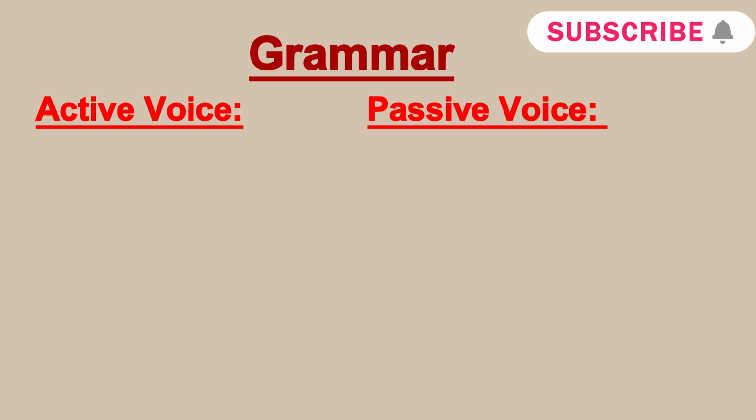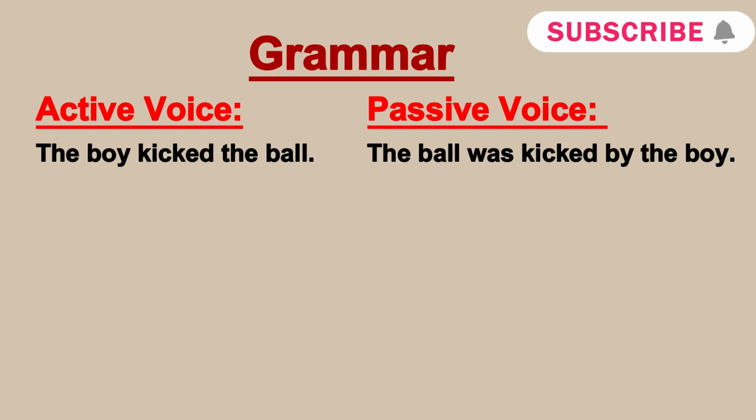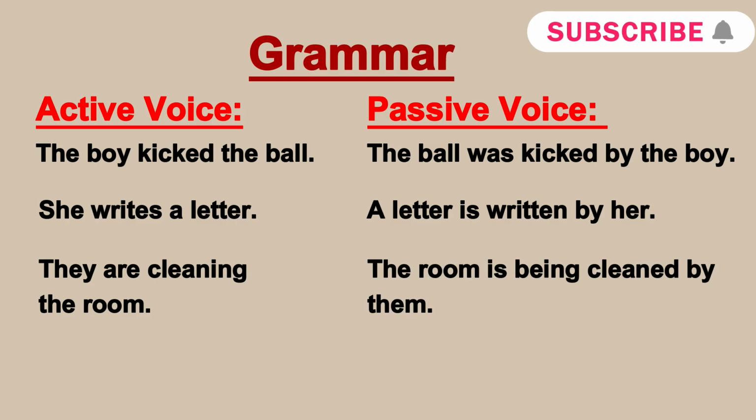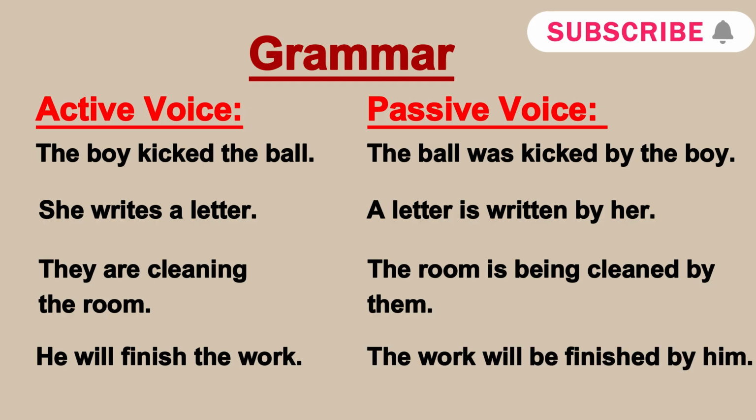Let's quickly compare both voices. Active voice, the boy kicked the ball. Passive voice, the ball was kicked by the boy. Active voice, she writes a letter. Passive voice, a letter is written by her. Active voice, they are cleaning the room. Passive voice, the room is being cleaned by them. Active voice, he will finish the work. Passive voice, the work will be finished by him.